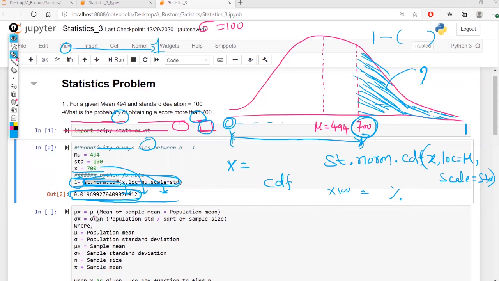So that is what I have mentioned here, the same thing we have seen. When x is given, use the CDF function to find the probability. All right, so this is a simple problem statement. This is how we will be able to solve the problem, or figure out the probability if the x data is given.